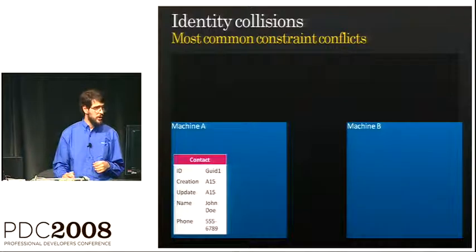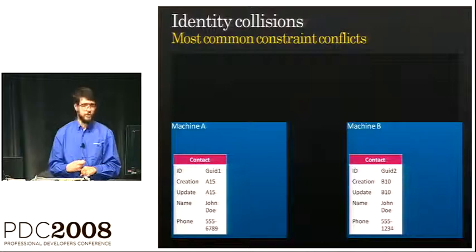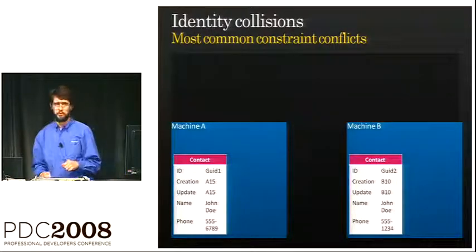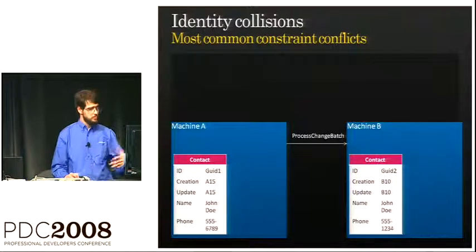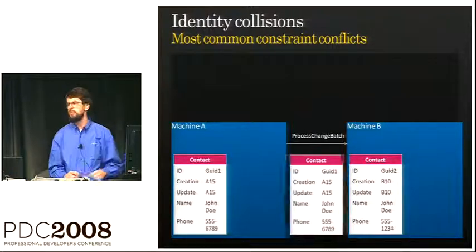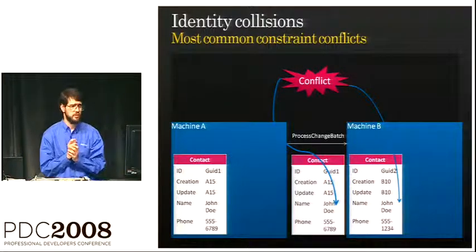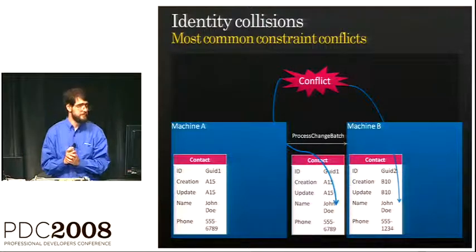So in this example, we create two contacts. Both of them are for John Doe. They're created on different machines, and you can see that their IDs are different, GUID1 and GUID2. And in fact, their phone numbers are different too. When the two machines sync, let's sync from machine A to machine B first. The contact gets sent, and the provider on machine B detects a conflict. It says, I cannot have two contacts with the same name.